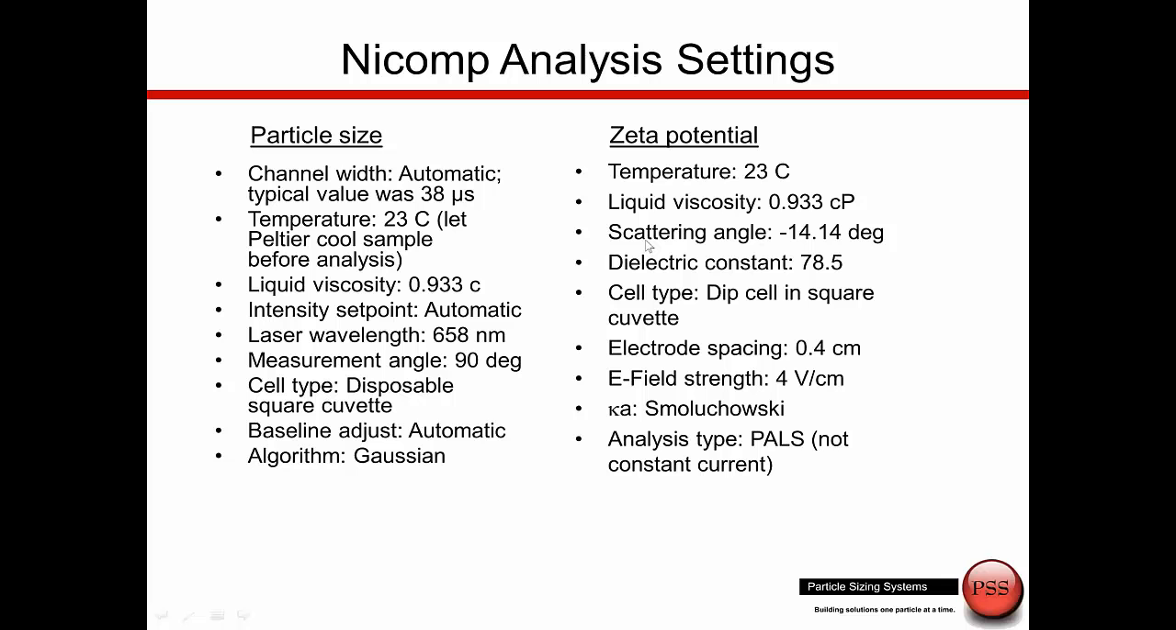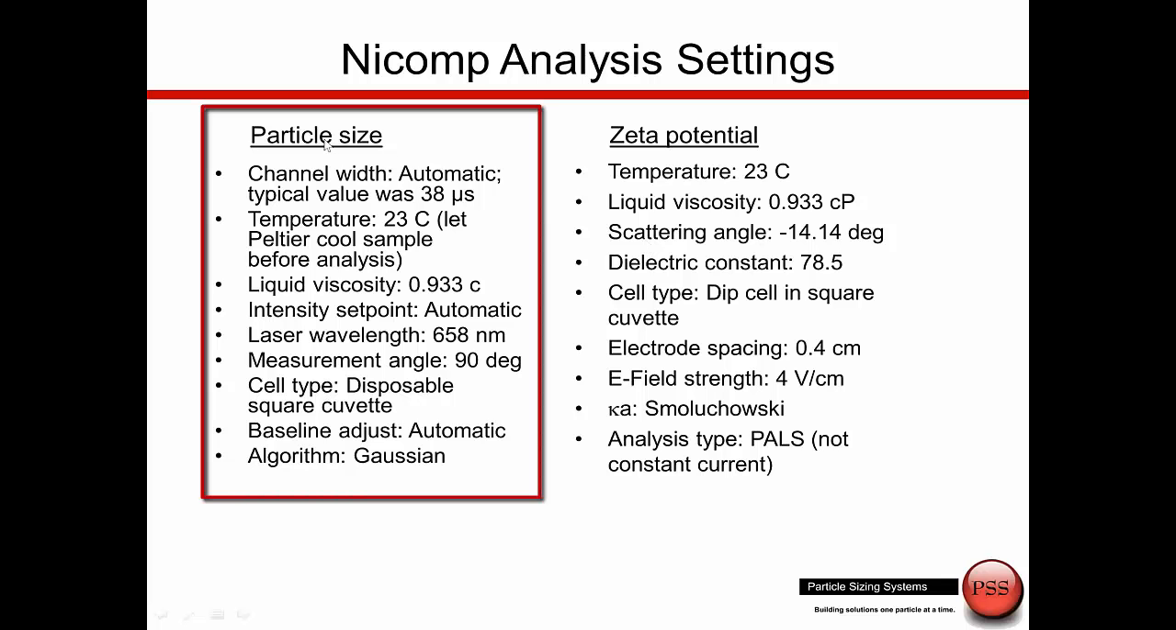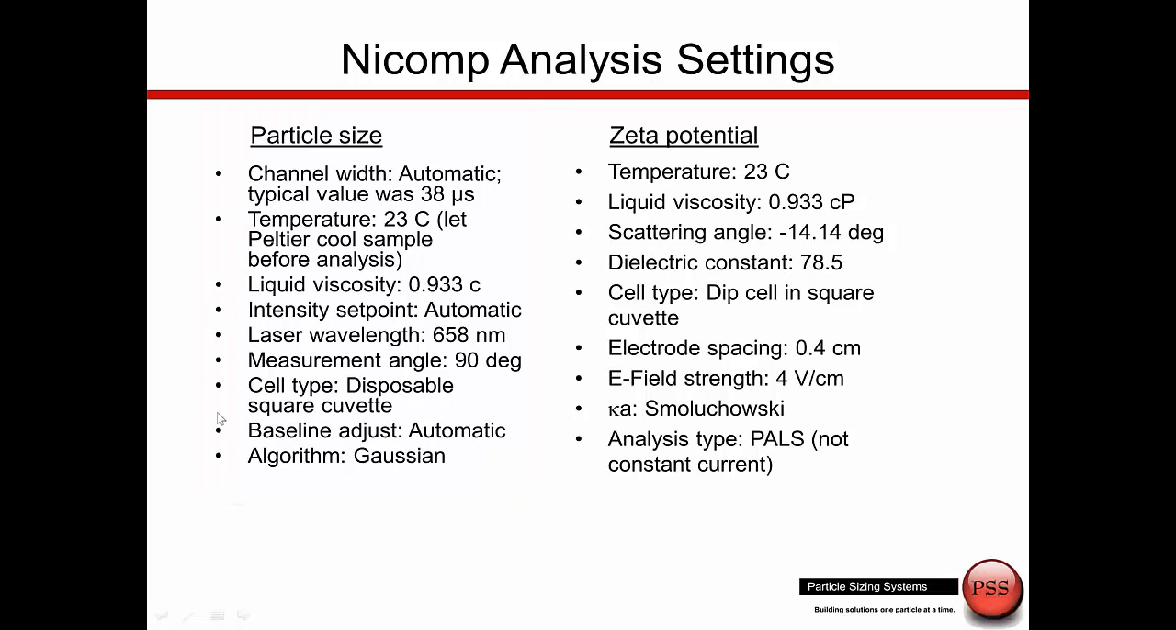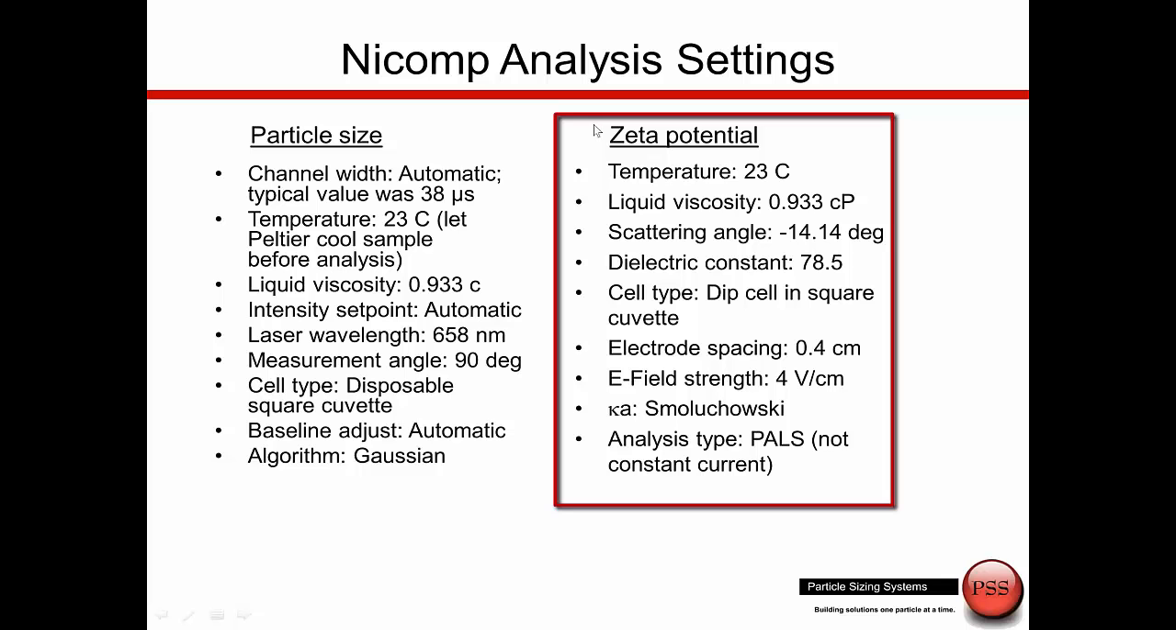I'm showing on this slide just the settings I used for the measurements with the Nicomp for these emulsion samples. On the left I show the settings I used for measuring the particle size. Fairly standard settings where I basically left most things to automatic. On the right side I show the settings I used for zeta potential. I used our dip cell, which I will show you an image of in a moment. I applied an electric field of 4 volts per centimeter, used the Smoluchowski equation to calculate the final value. And we used phase analysis to do the zeta potential measurement.